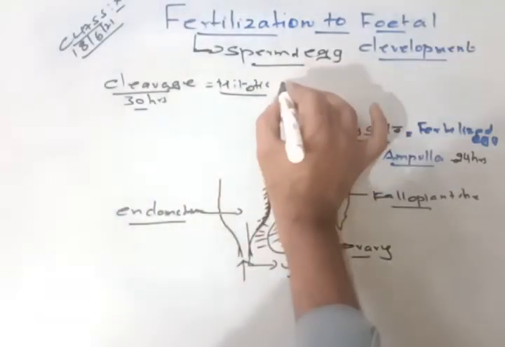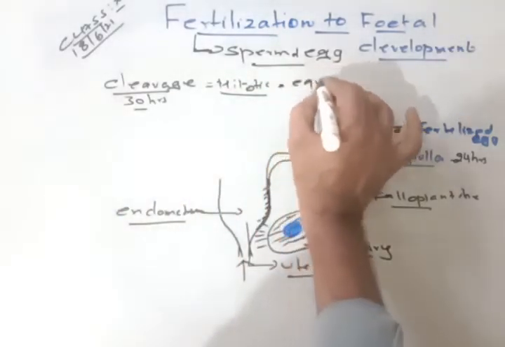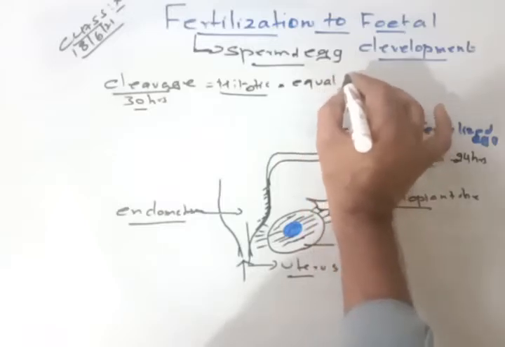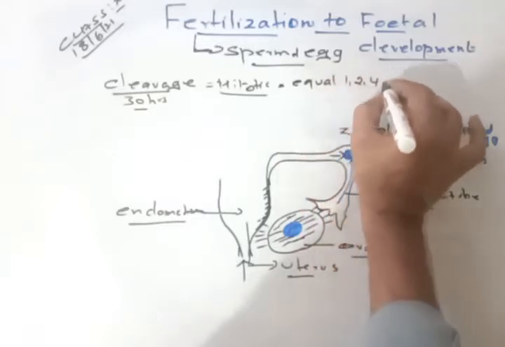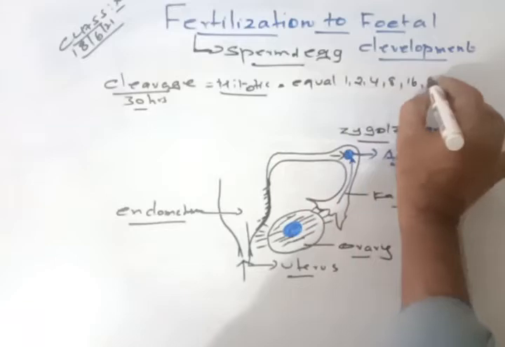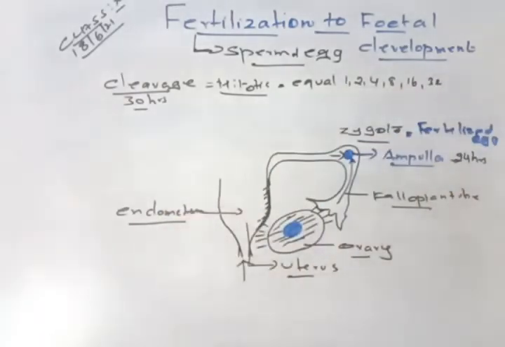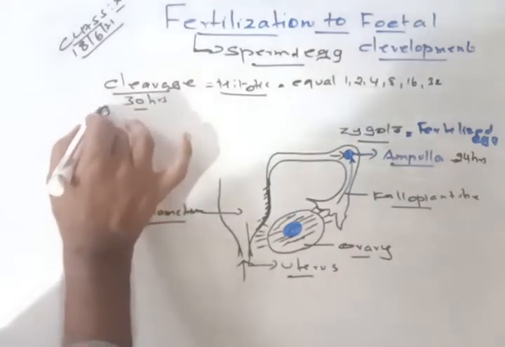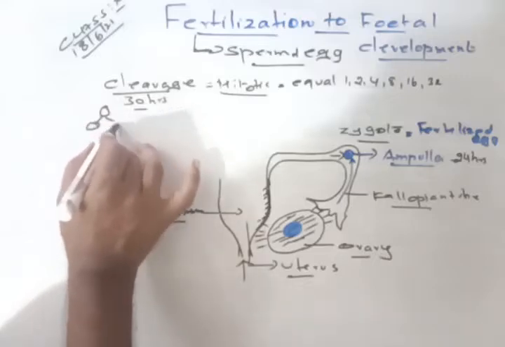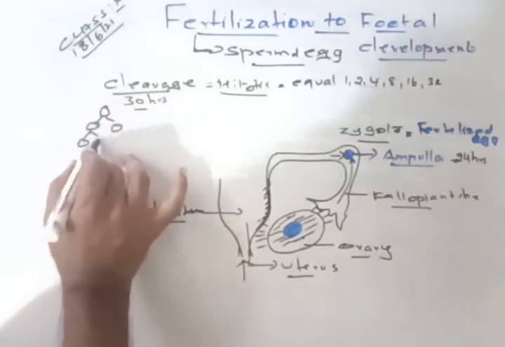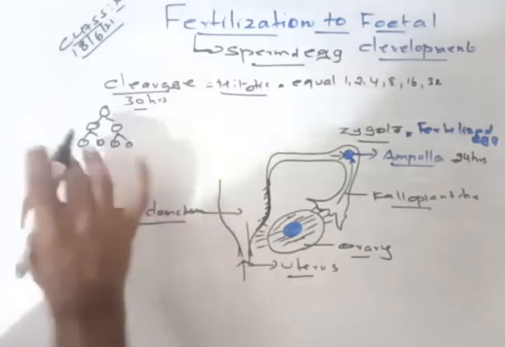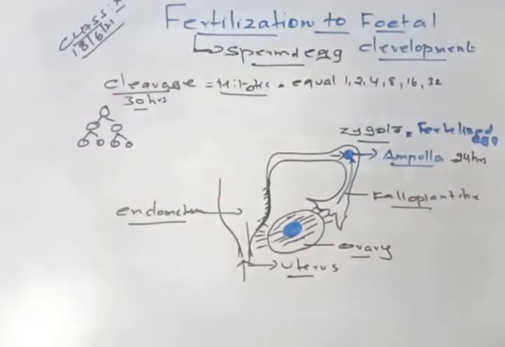It is also called equal division. One cell divides into 2, 2 divide into 4, 8, 16, 32, like this. So this division is called equal division. One cell gives rise to 2, 2 cells give rise to 4, like that. So each cell, this is a cell, this cell will give rise to 2 cells. This is a cell, this gives 2 and this gives 2. Like this, each cell will give rise to 2 cells.